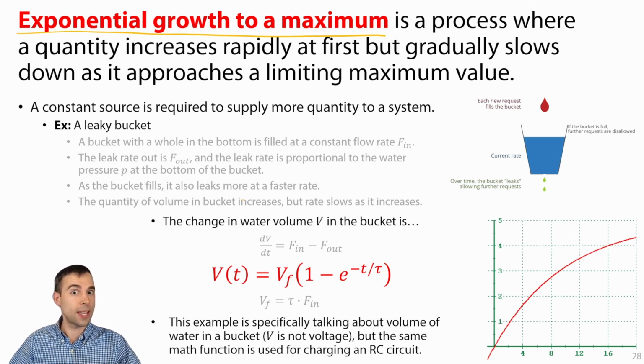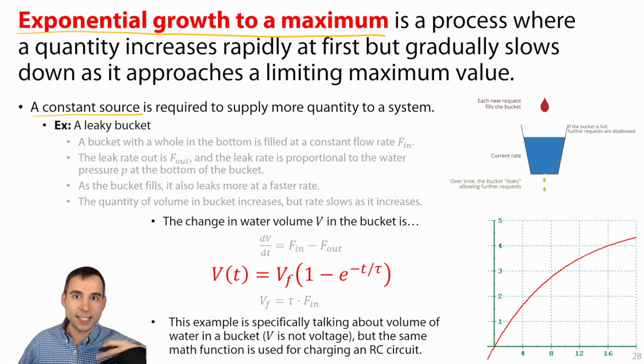This is sort of like exponential growth, but different, because this is where a quantity increases rapidly at first, but then levels out the rate at which it is increasing over time. Essentially, we are required to have a constant input source for this and a constant output source for this, but the input needs to affect the rate at which the output is being taken care of.